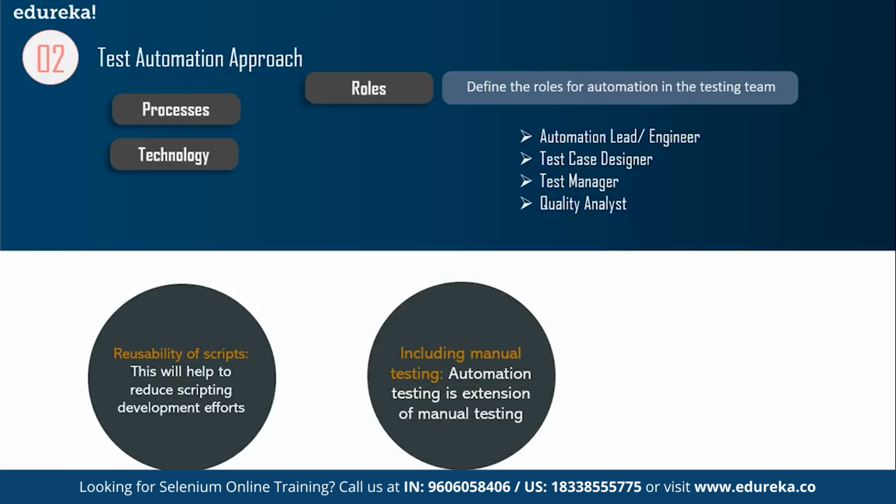Then you should make sure to include manual testing. Automation testing isn't a replacement for manual testing. It's just an extension of manual testing. So no matter how great automated tests are, you cannot automate everything. We even discussed some cases where you actually cannot automate, right? So manual tests play a very important role in software development, and they come in handy whenever you cannot automate the process. So don't try to automate everything.